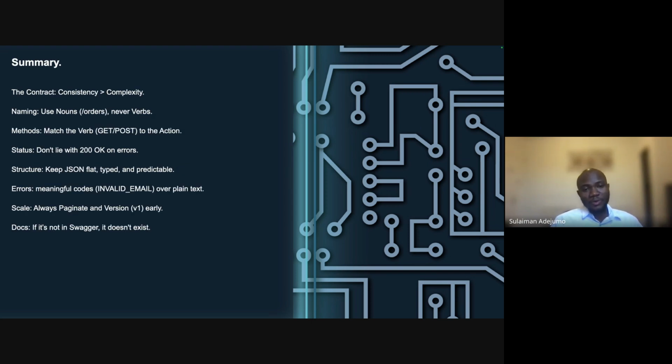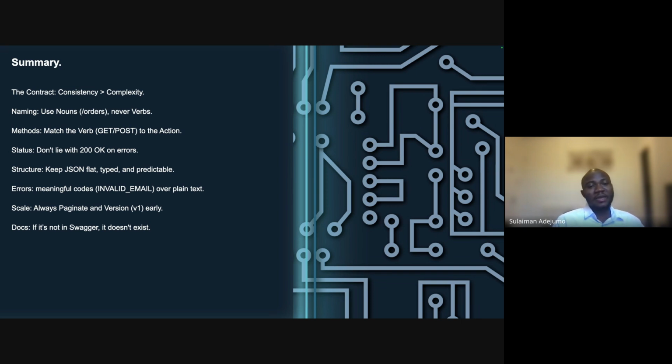Before we wrap up, let's condense everything into a single checklist. If you take one photo today, make it this one. Remember, your API is a contract. Keep it consistent. When naming things, use nouns, resources, not actions. Respect the HTTP protocol. Match your methods to your intent, and never lie with your status codes. Also, keep your data structure boring and predictable. Make your errors helpful, not vague.